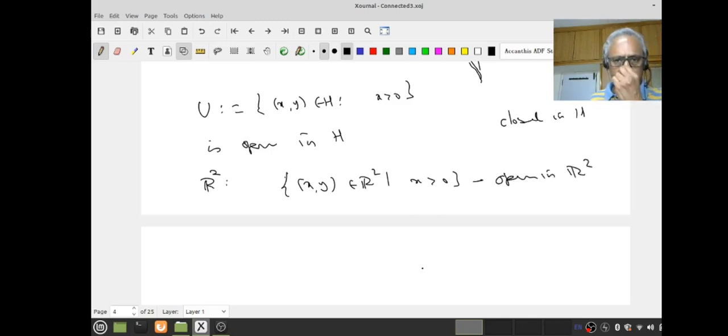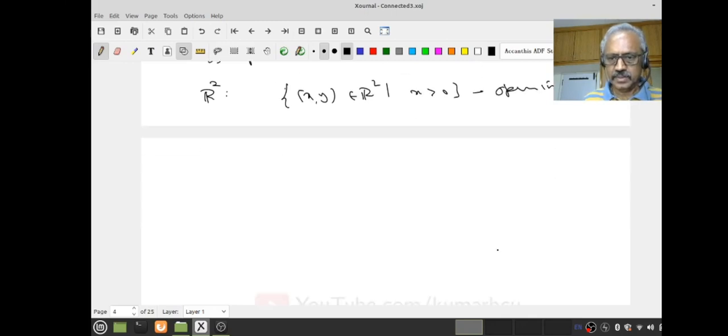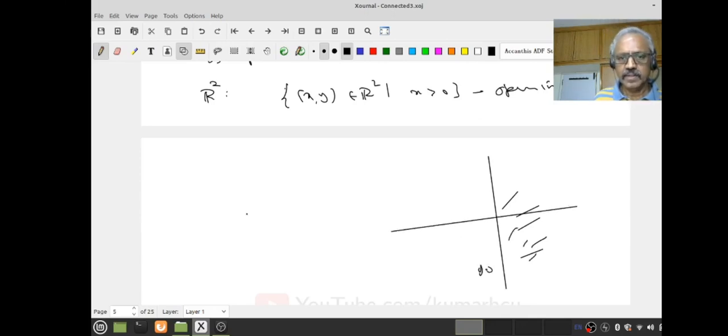Okay, why is this open in R2? Again, by intuition you can see that all these points are where y is not equal to 0. But the easiest way is, if you had understood my characterization of continuity in terms of closed sets, I said how one can use continuous functions to prove certain subsets are closed or open. Now I can do that.